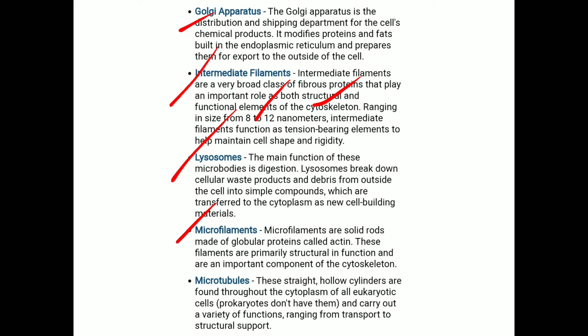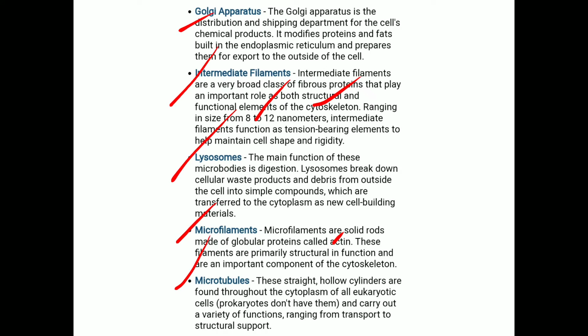Microfilaments are solid rods made up of globular proteins called actin. Which protein is present here? Actin. These filaments are primarily structural in function and are an important component of the cytoskeleton. It acts like a cytoskeleton, giving the framework to the cell.